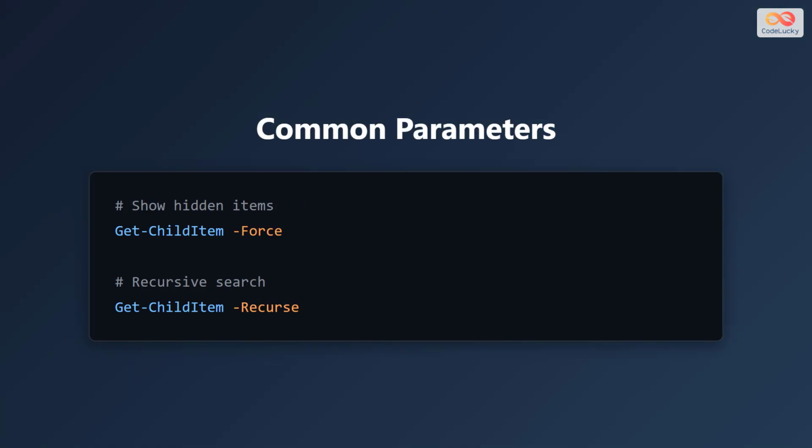Get-ChildItem becomes even more powerful with additional parameters. The -Force parameter reveals hidden and system files that are normally invisible. This is essential when you need to see everything in a directory, including configuration files and system folders. The -Recurse parameter performs a recursive search, diving into all subdirectories and listing every item in the entire directory tree. This is incredibly useful when you need to search through nested folder structures or get a complete view of all files within a directory and its children.